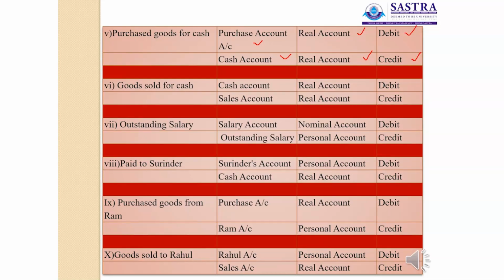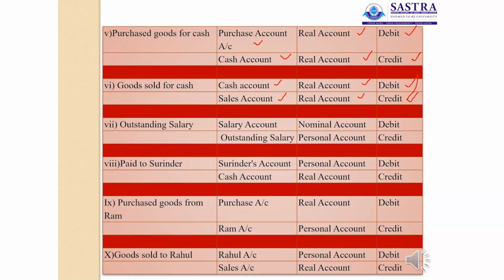Here there are two accounts involved. One is cash account and another one is sales account. Cash account and sales account are relating to real account. Now you have to apply the rule. Debit what comes in. So cash here comes into the business, goods sold out. So cash account will be debited and sales account will be credited.